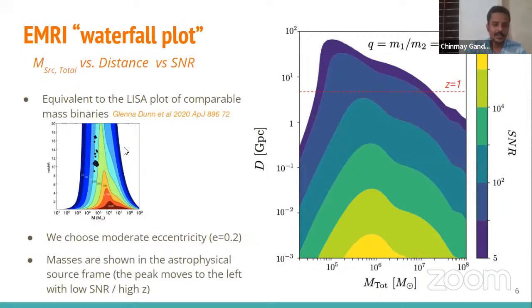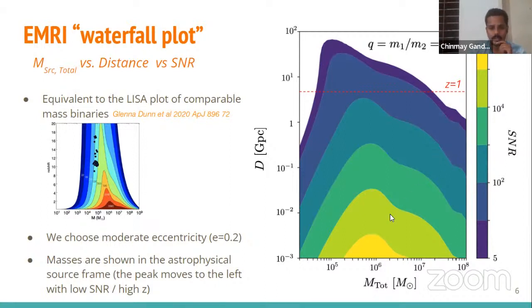In the previous talk as well, we saw a very beautiful waterfall plot, which was for comparable mass binaries which can be detected using LISA. The plot ranges from up to 100 solar masses and goes up to about 10^9 solar masses. Here on the right, we show a little glimpse of how an EMRI waterfall plot would look. On our x-axis, we have the total mass of the primary black hole or the entire EMRI. On the y-axis, we have the luminosity distance of where the event is occurring, and the colors are for the SNRs.